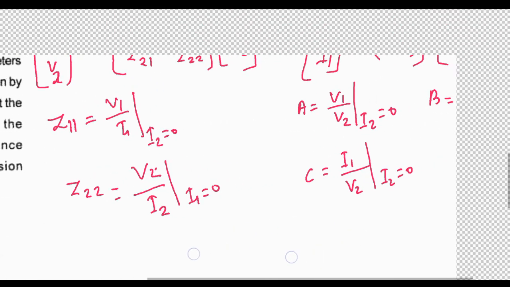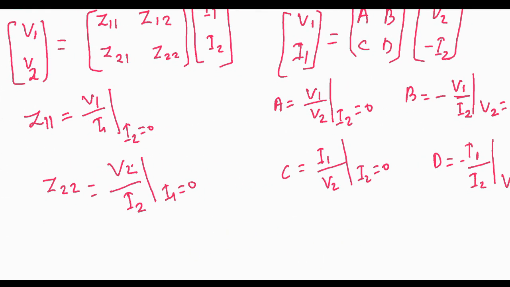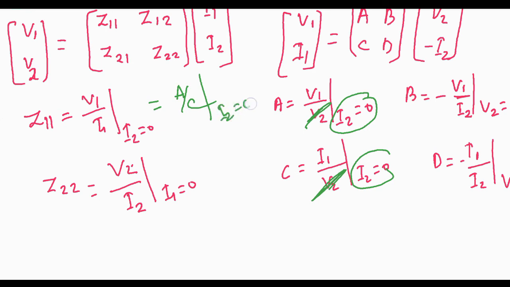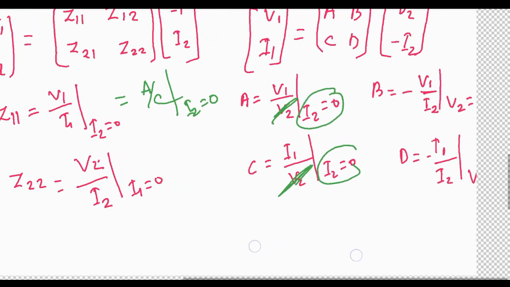We have to find out Z11 is equal to V1 by I1. So if we consider A by C, what will happen? Here V2 and V2 will be cancelled out, and this will be V1 by I1, so A by C. The condition is also the same, I2 is equal to 0 and I2 is equal to 0. So this will be perfect, I2 is equal to 0. Now consider V2 by I2. What can we find?